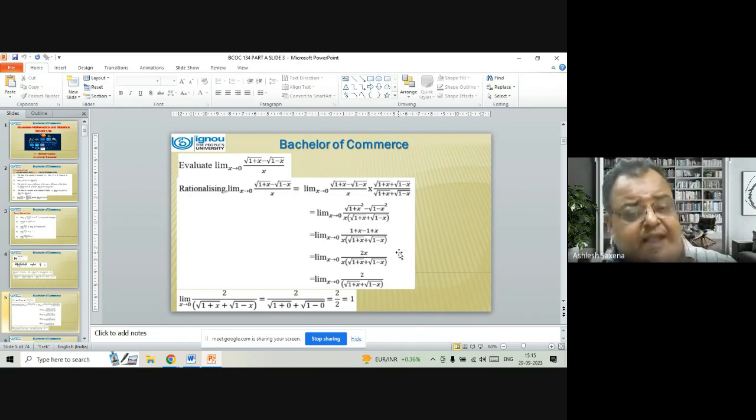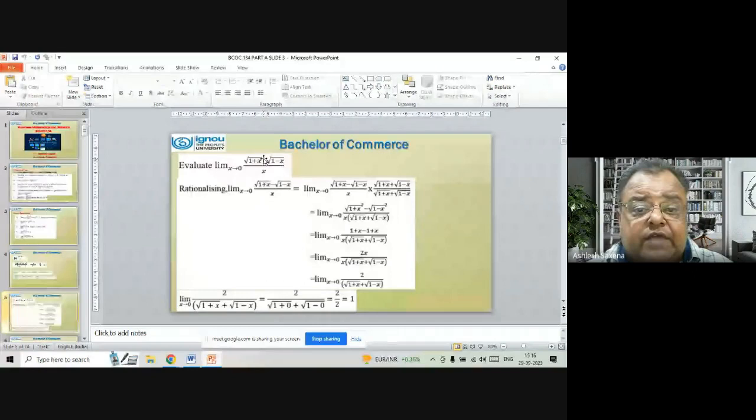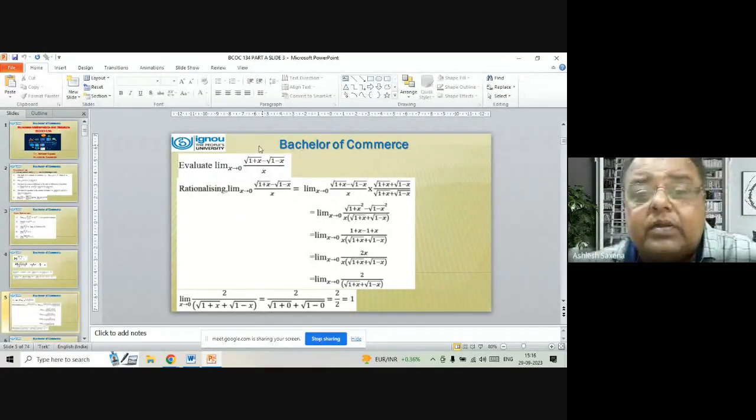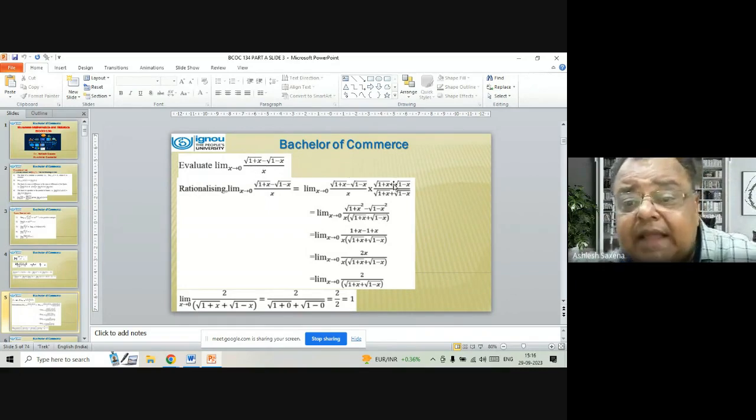Now the question arises how this rationalization takes place. Rationalization is always done with a sign opposite to this sign. Nothing to do with this, nothing to do with this. We have to change this sign. That means I will be multiplying and dividing this function by under root 1 plus x plus under root 1 minus x. Mathematically, this is 1.